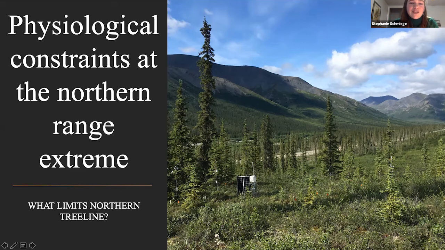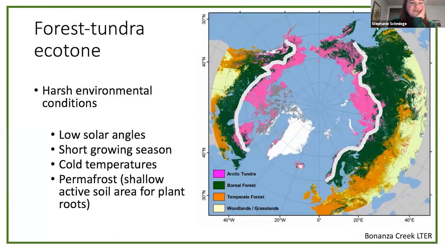This is a white spruce tree, and you can see here sort of the edge of our tree line that we're examining on our study site. And so here we're asking the question, what limits northern tree line? Why is it where it is? A little bit of background information.